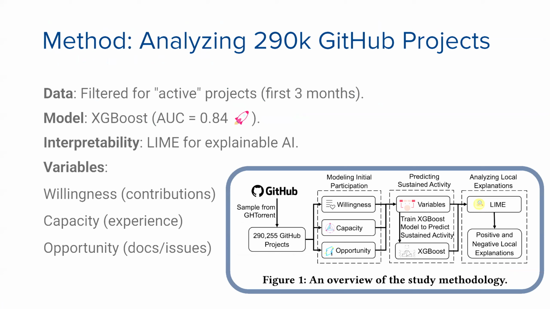To answer these questions, they analyzed 290,000 GitHub projects. They used the XGBoost model and achieved an accuracy of 0.84. They also used explainable AI and refined three variable measures. The first is willingness, the second is capacity, and the third is opportunity.